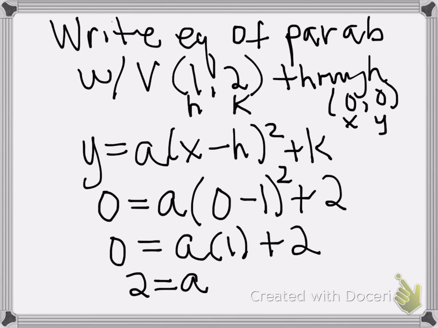And then there you go. Now you're ready to write your equation. Okay? y equals a that you just found, times (x minus h), which is x minus 1, squared, plus k, which is 2, and you have it. And all you had to do is plug those values in. So you had h, you had k, you had x, you had y, you plugged everything into your standard form equation, and you found a, and then you were able to write your equation.